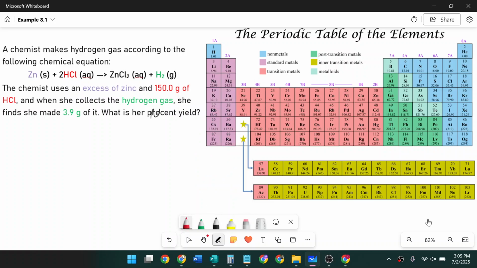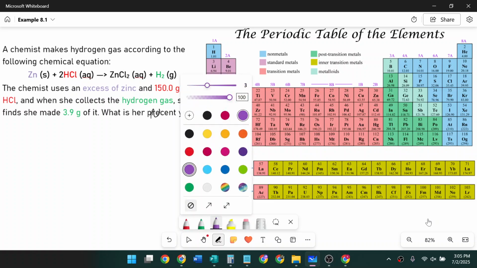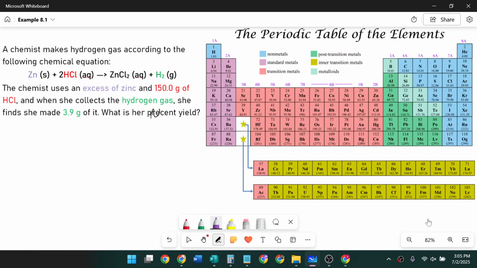Okay, so let's start with, again, I like to make my conversion relationships first. Let's do the one that we're going to be working with. So we have HCl, we have 2 of those, and we care about the H2, and we have 1 of those. So whenever we figure out moles of one, we will need to use that conversion relationship to figure out moles of the other. So we're going to go from grams to moles to moles to grams.